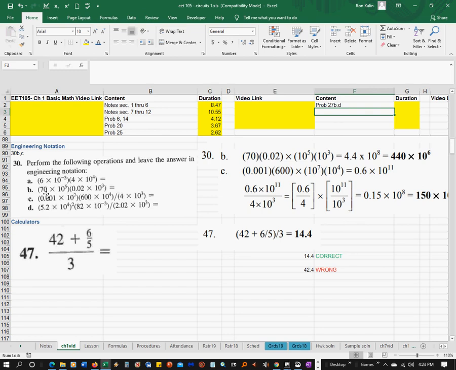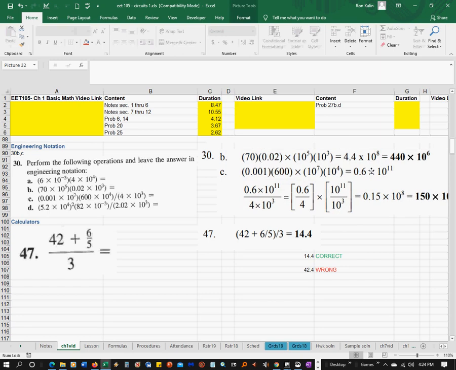So part B says take 70 times 10 to the fifth, that quantity, times the quantity of 0.02 times 10 to the third. So what they did was you take the 70 times 0.02, which is the mantissas, and then you take the powers of 10. Since you're multiplying, you add the exponents. So 70 times 0.02 is 4.4. 10 to the fifth times 10 to the third is 10 to the eighth.